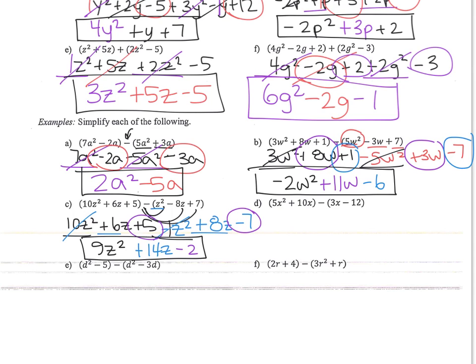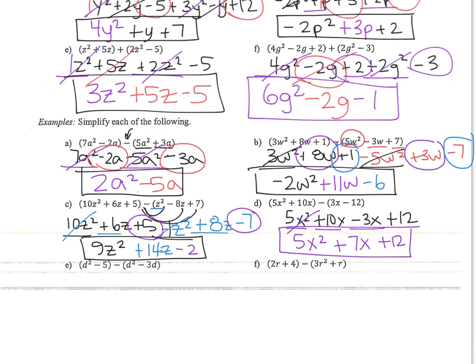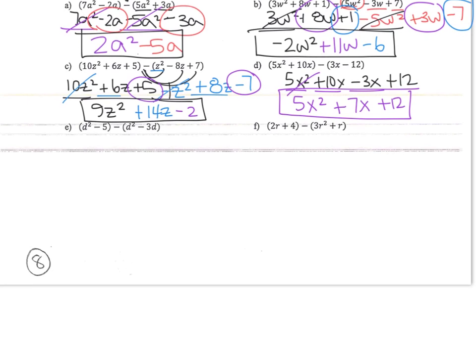And then I'm going to get rid of the parentheses, so 5x squared plus 10x minus 3x plus 12. So I have 5x squared, then you have 10x and negative 3x is 7x plus 12. And then this one, d squared minus 5, so it's negative d squared plus 3d. These will cancel out, so you have a 3d and then a minus 5.